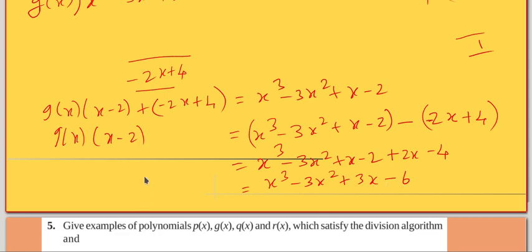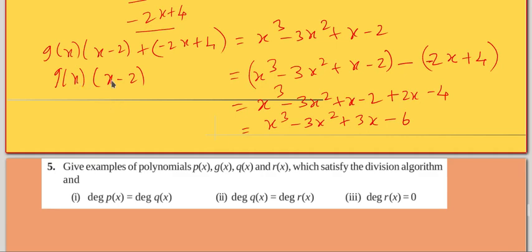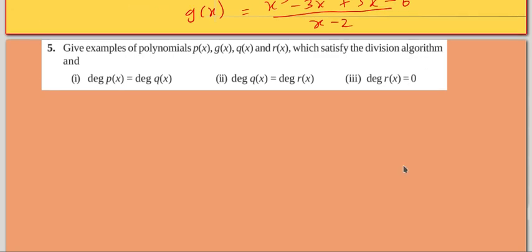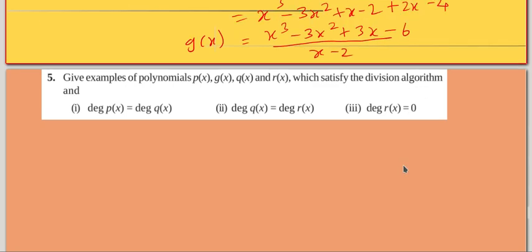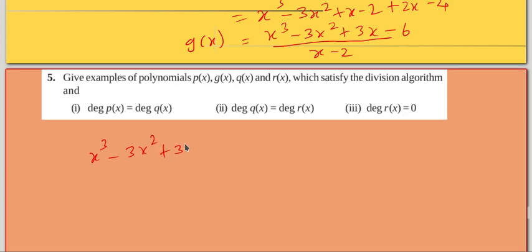Now this is in multiplication; if we bring it over, it will become division. So g of x equals this polynomial divided by x minus 2. That means if we divide these two polynomials, we will get g of x. Let me divide: x cube minus 3x square plus 3x minus 6, we are dividing by x minus 2.